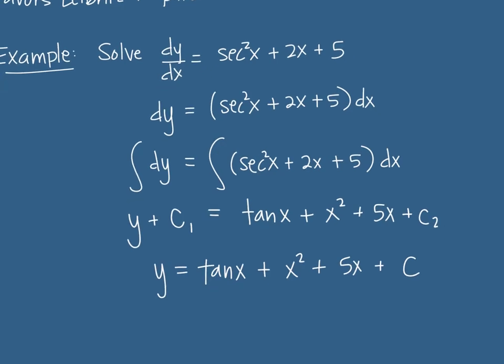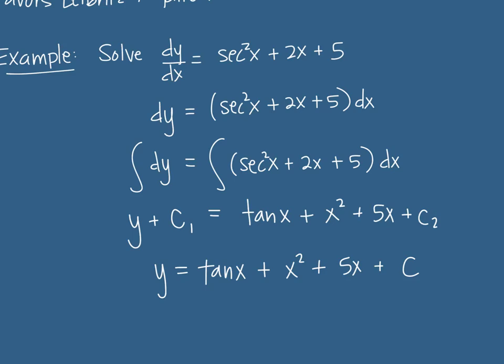So wait, regular C is basically C2 minus C1? Yes, because when you subtract one constant from another, it's just a constant. Yeah, but what if it's a specific constant, like a point? That's our next question.